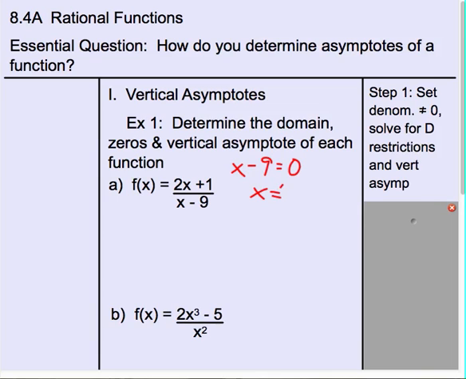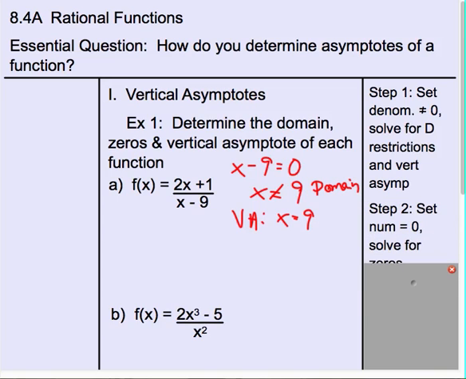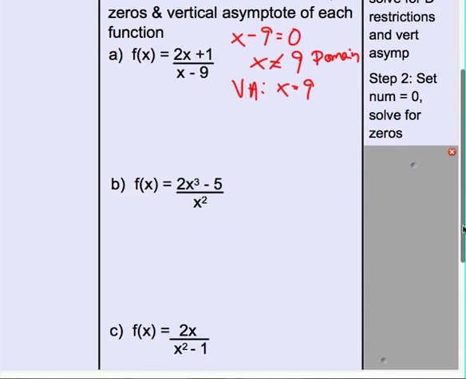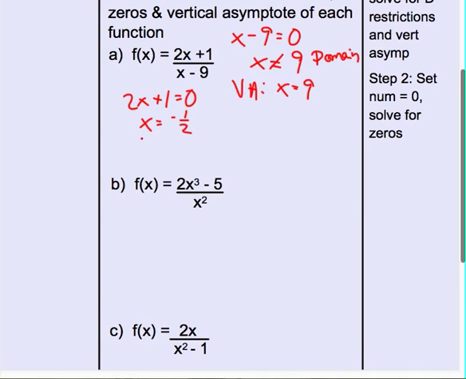So we're going to set our denominator equal to 0. So of course, x cannot equal 9. That is our domain restriction. A vertical line has an x equals equation, and then the vertical asymptote would be the line x equals 9. For the zeros, that is when the numerator equals 0. So we set 2x plus 1 equal to 0. So x equals negative 1/2, and this is the 0. So this is where it will cross the x-axis.